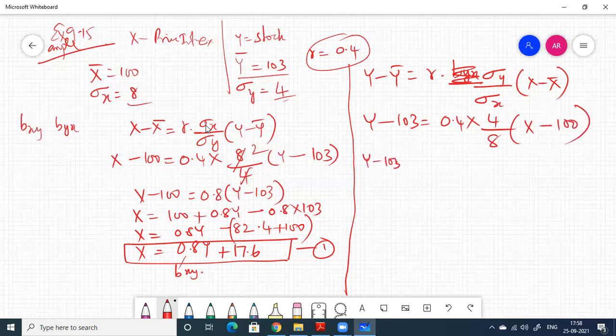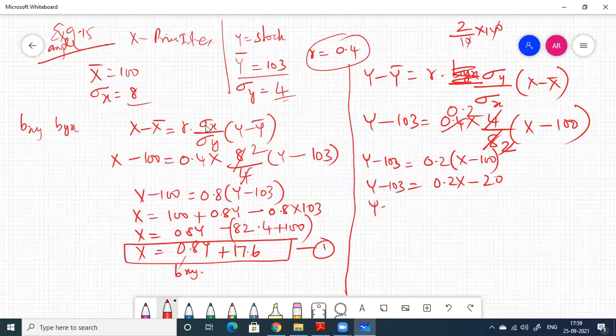Y minus 103 is equal to 0.4 into 8 by 4. This will go 2 times, so it becomes 0.2. So 0.2 into X minus 100 is equal to 0.2 X minus what is 2 by 10 of 100? 20. So Y minus 103 is equal to 0.2 X minus 20. So Y is equal to 0.2 X plus 103 minus 20, which is 83. Y is equal to 0.2 X plus 83. This is your second equation.